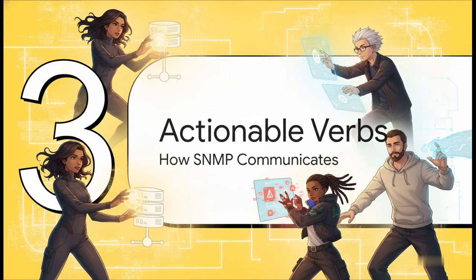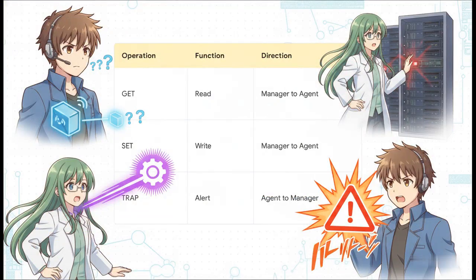Moving on to Section 3, Actionable Verbs, how SNMP communicates. Let's shift from the data structures to the how. What are the actual actionable verbs that bring this network telemetry to life? There are 3 fundamental operations you absolutely must know. First up is the GET request. This is just the manager actively polling the agent, basically asking, hey, what's your current memory usage? Then there's the SET request.